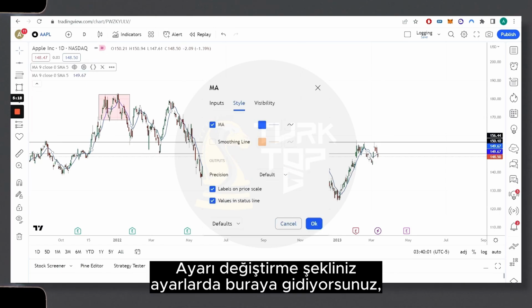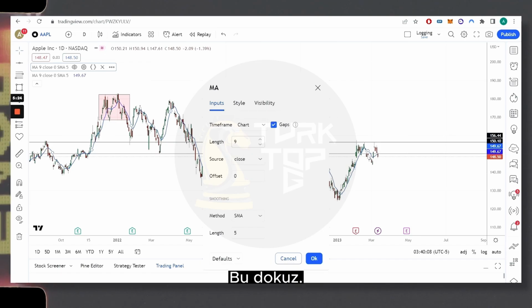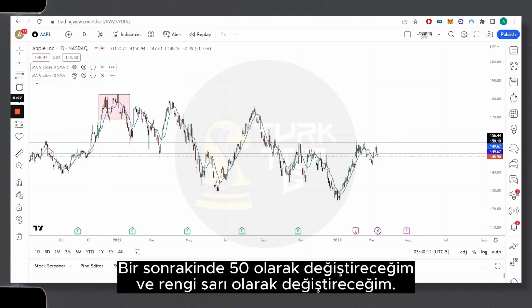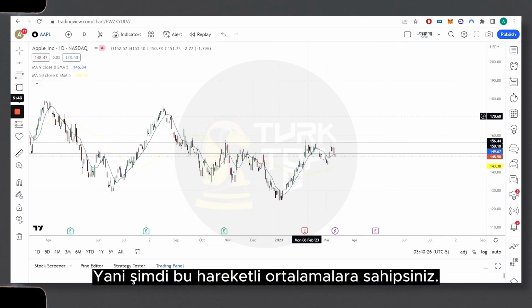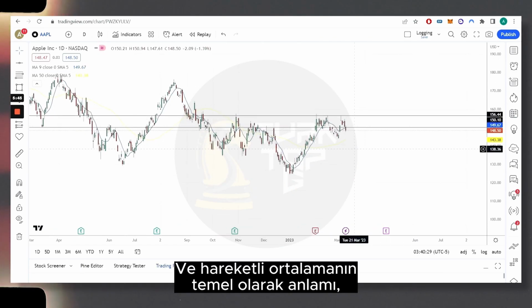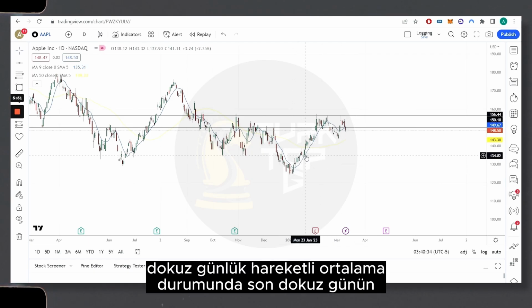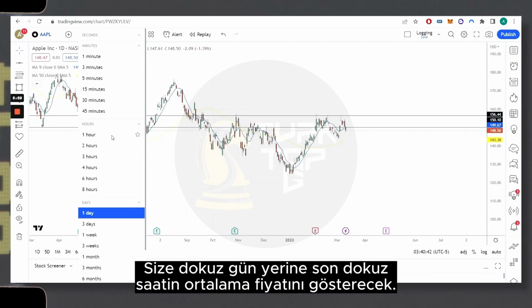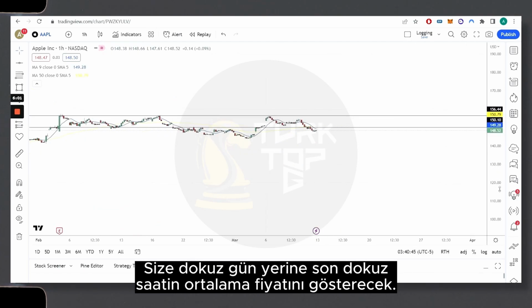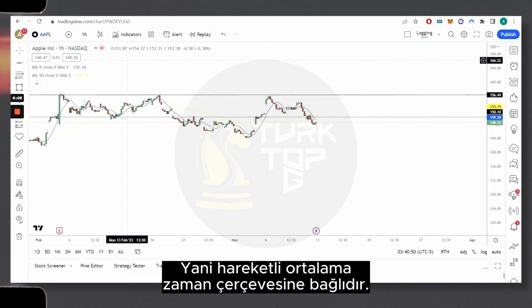The way you change the setting is you go here in the settings, go to input, and you change the length. This one is 9, so it's perfect for me. The next one, I will change it to 50, and I will change the color to yellow. So now you have these moving averages. A moving average is a line showing the average price of the last 9 days in case of a 9-day moving average and 50 days in case of a 50-day moving average. If you change it from daily to hourly charts, it will show you the average price of the last 9 hours rather than 9 days. So the moving average depends on the time frame you're trading.